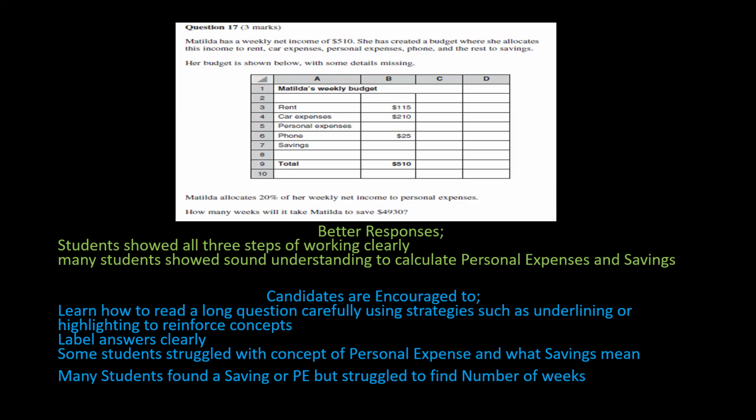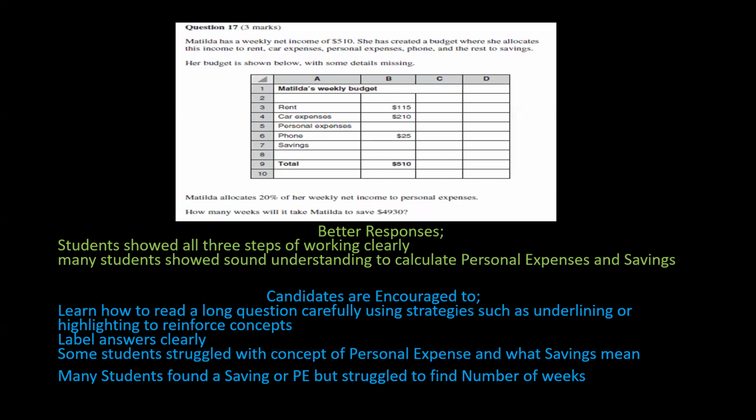Many students showed sound understanding to calculate personal expense and savings. Candidates are encouraged to learn how to read a long question carefully, using strategies such as underlining or highlighting to reinforce concepts. I think particularly in the Standard 1 course, this is something teachers could focus on for their students. Many students got lost in what they were trying to achieve to get the result here. You need to label answers clearly.